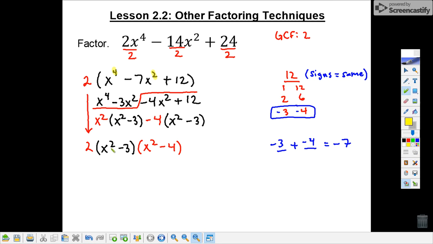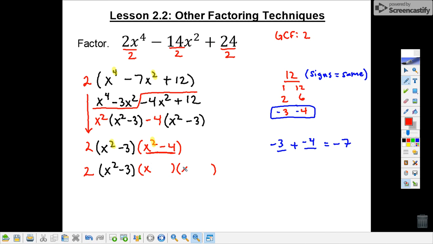And just remember that anytime you see an exponent, you always need to see if you can factor that down more. So in this case, this one does factor down more, because 4 is a perfect square. Now 3 is not, so this one's done. So I'm going to write that 2 in front, the x squared minus 3 is going to stay x squared minus 3. The x squared minus 4, I can factor into 2 more factors.